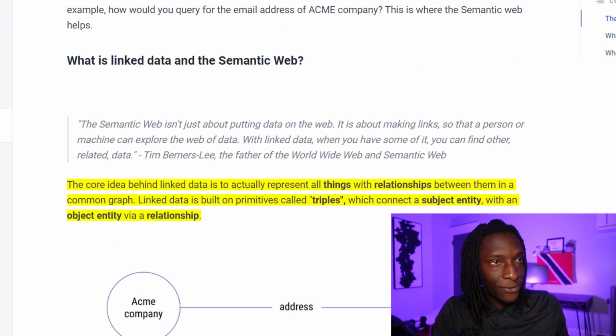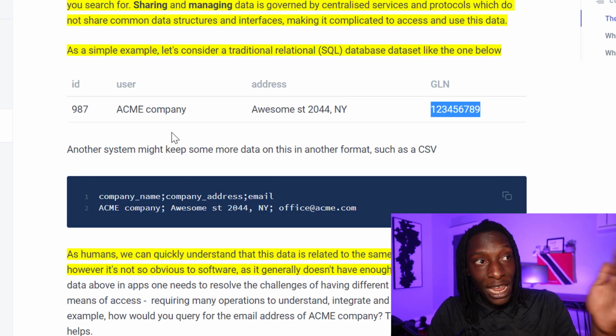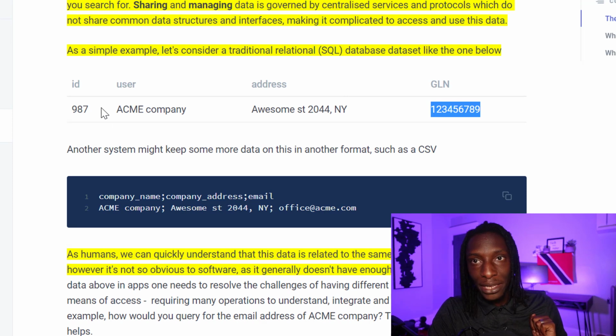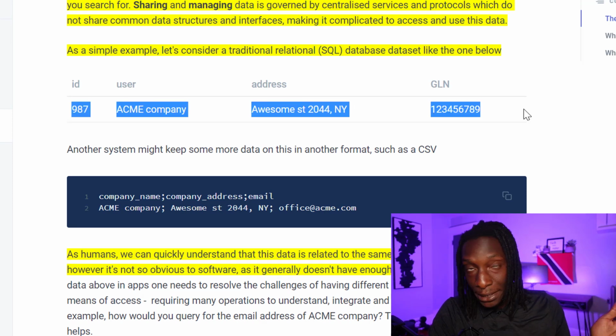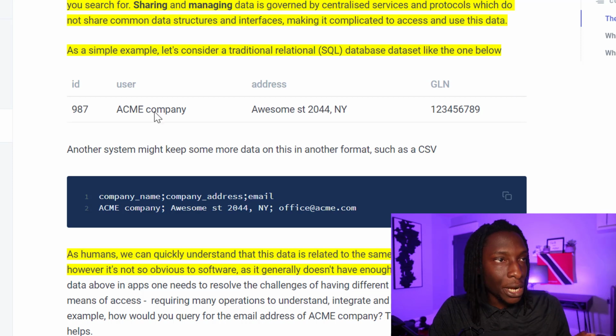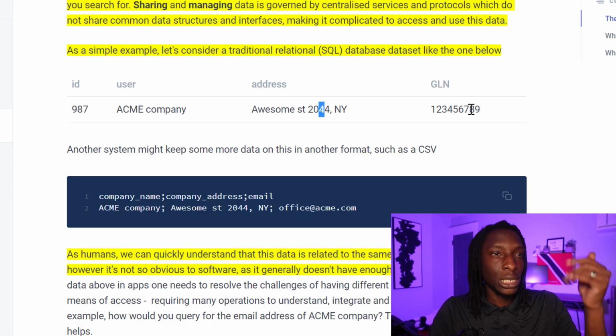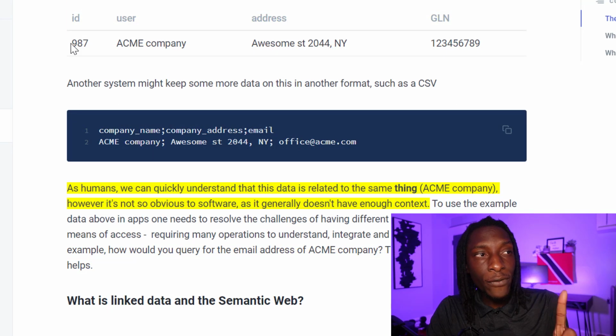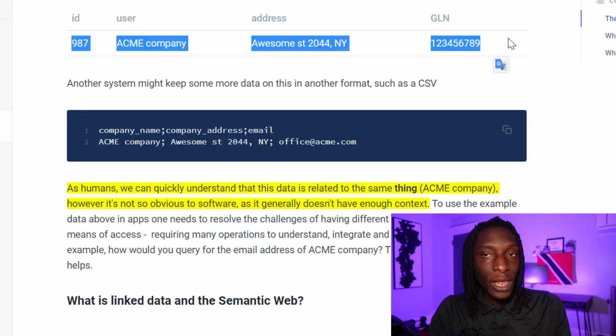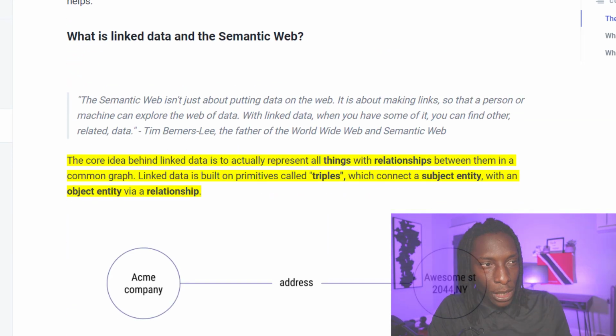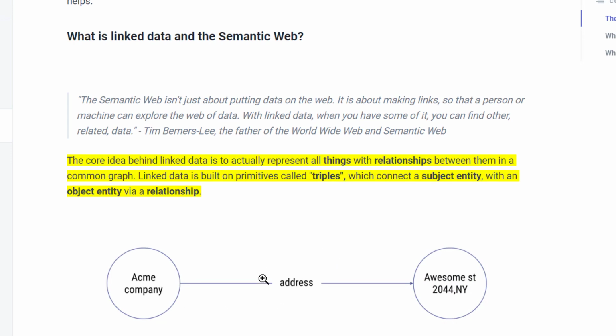And we're going to go back to this very same example here. Now, in the relational database format, we have this record that existed in this form, right guys? So we can see this record here is this company, and this company has this address, and this is the global location number for this particular entity. If we were to redesign this particular record and put it in the form of a semantic graph, it would look something like this. One triplet on this entity would look like this: ACME company has the address of this.